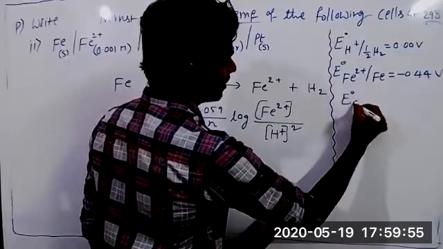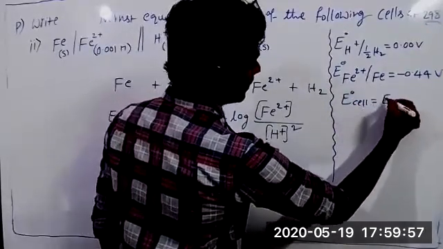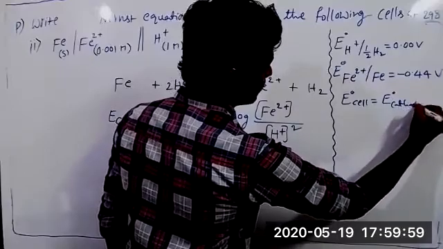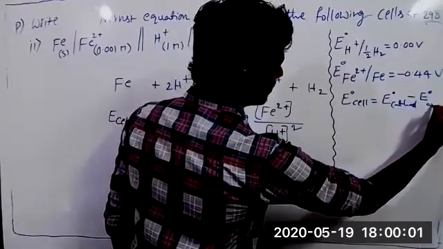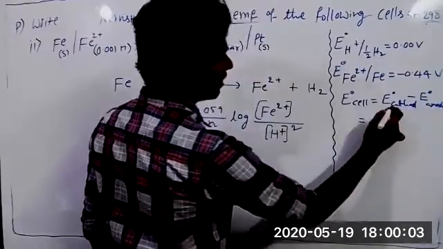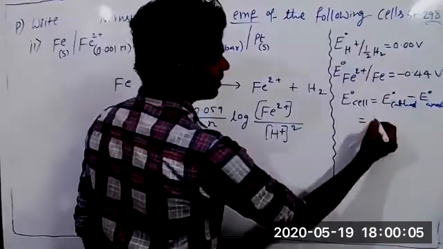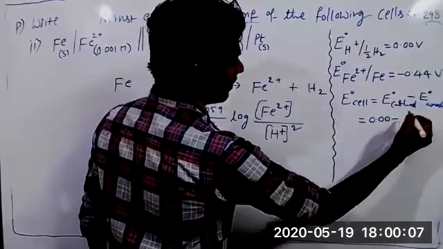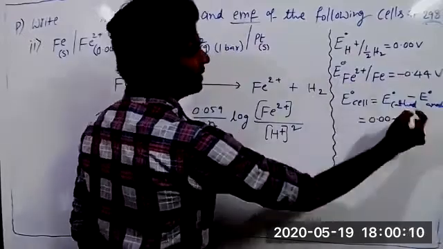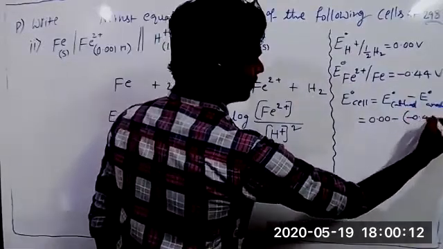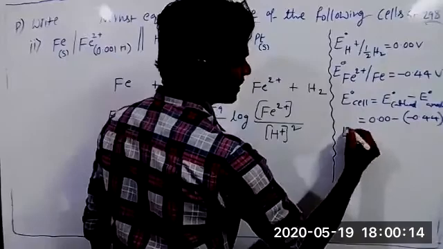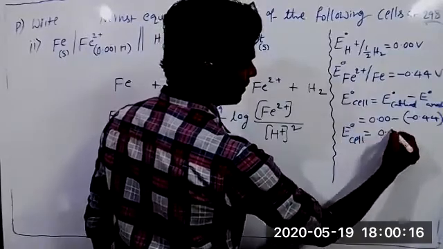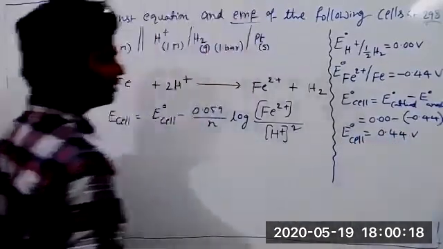So E naught cell is equal to E cathode minus E anode. So E naught of cathode, cathode is hydrogen electrode, so 0.0 volt minus of minus, anode is 0.44. So E naught cell is equal to now 0.44 volt. That value substitute here.